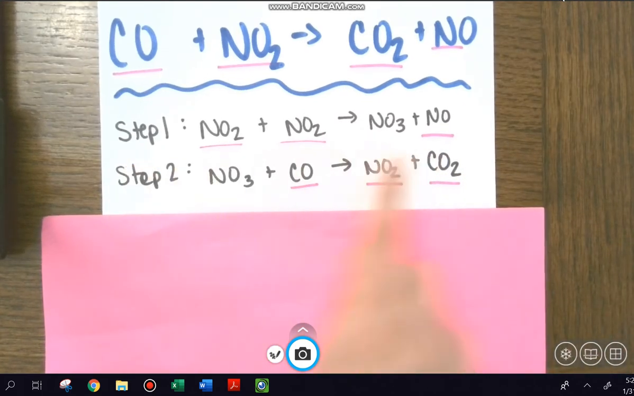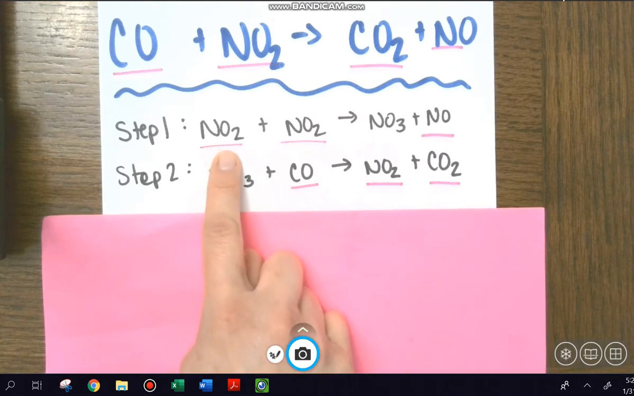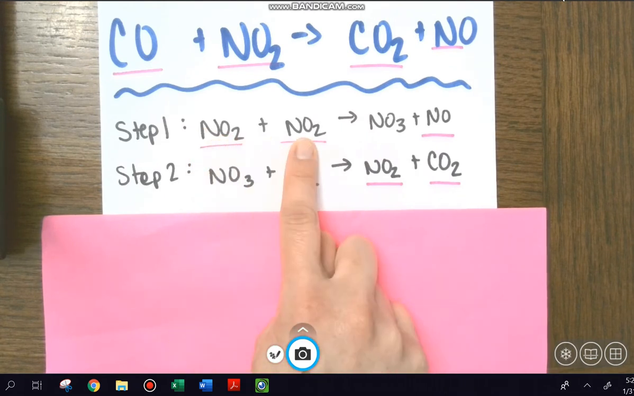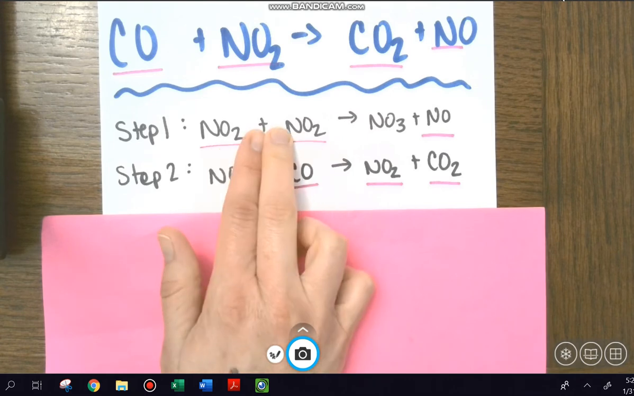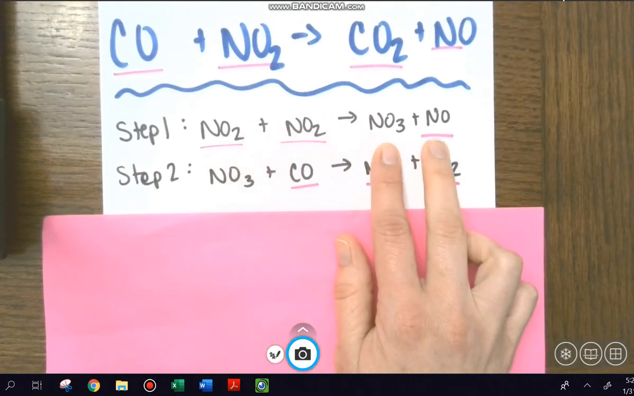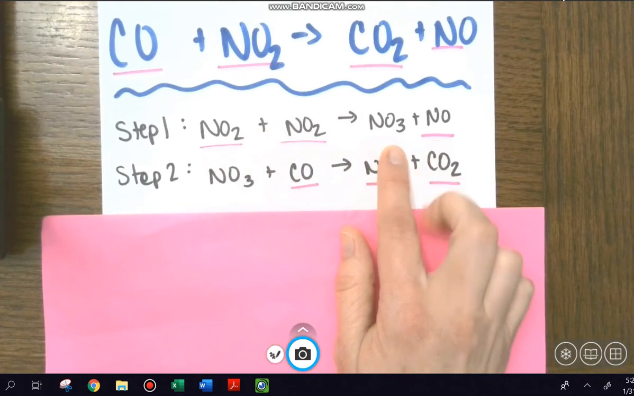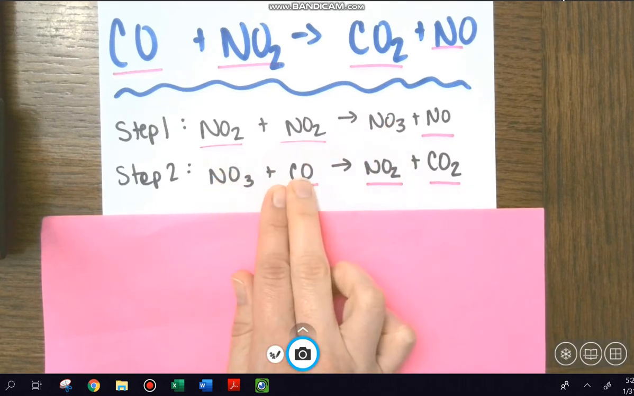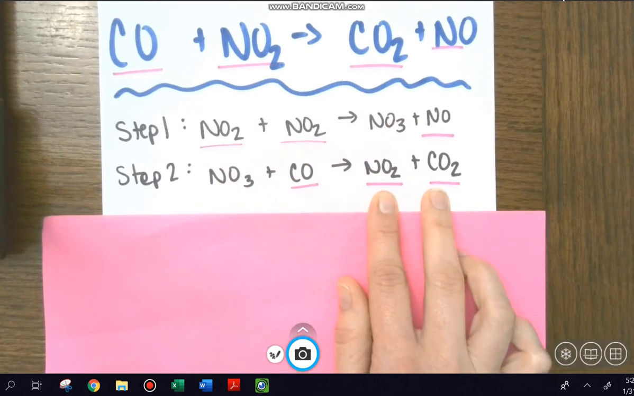So here we have step 1 and step 2. We have it breaking down, adding up 2 of our NO2s. They're going to collide first, and then we'll have NO3 and NO. And then our NO3 is going to collide with our CO in order to get NO2 and CO2.